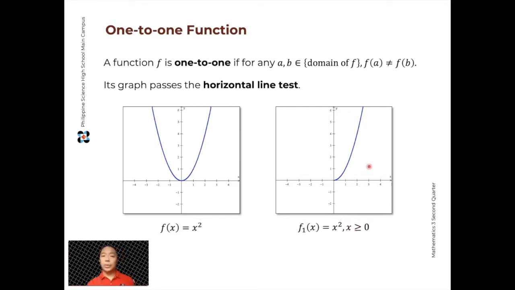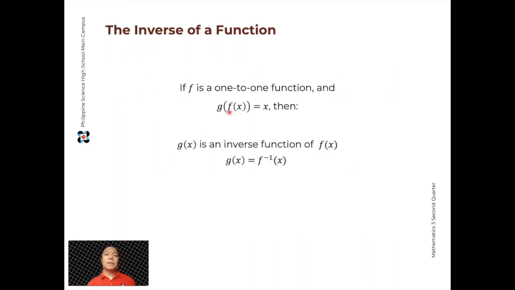So you can notice, this will now pass the horizontal line test. Let's define what an inverse of a function is. So una, kailangan one-to-one yung function f para magkaroon siya ng inverse. So if f is a one-to-one function, as meron pa tayong isa pang function na g, such that g of f of x ay equal sa x, then g of x is an inverse function of f of x. At a better name for g of x, tatawagin na lang natin siyang f inverse of x.